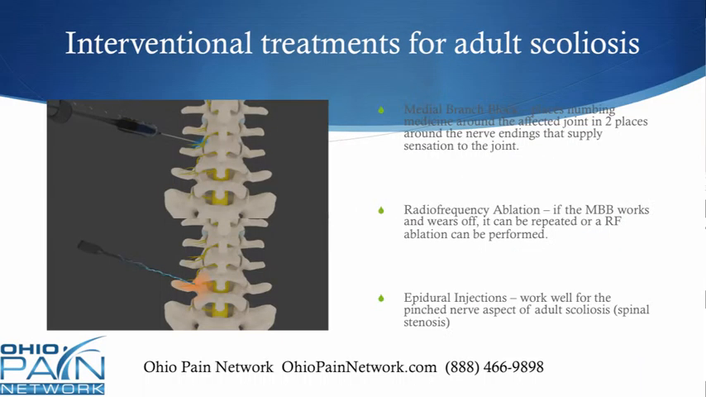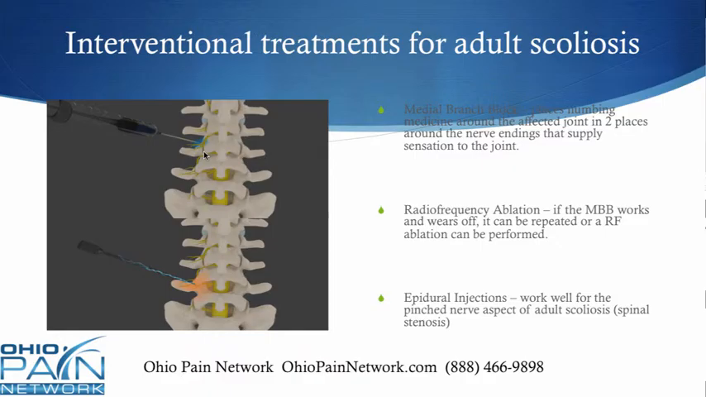Additional treatments may include a medial branch block. In the top area here, you see spinal joints on either side. These little nerve endings are the ones that provide sensation to these joints. They don't have any motor function, okay? Injecting around these little nerve endings can provide immense pain relief, and that can last for weeks to months at a time, okay?